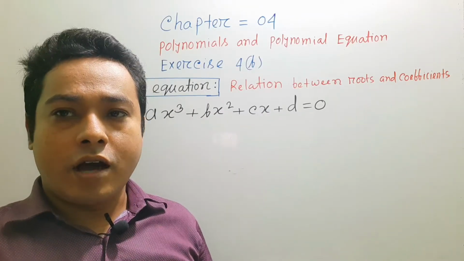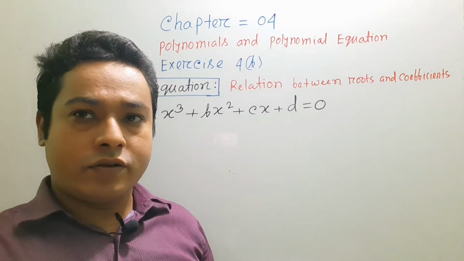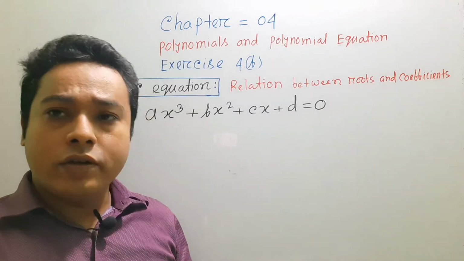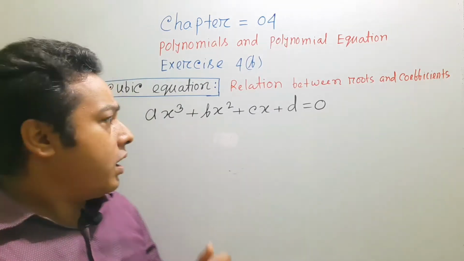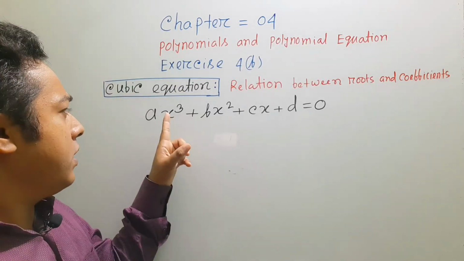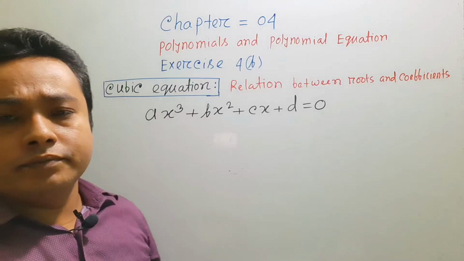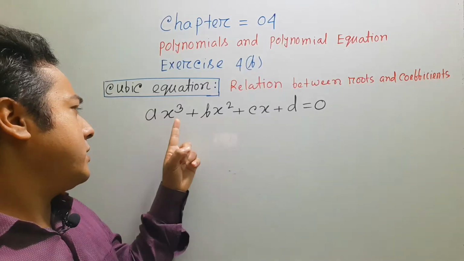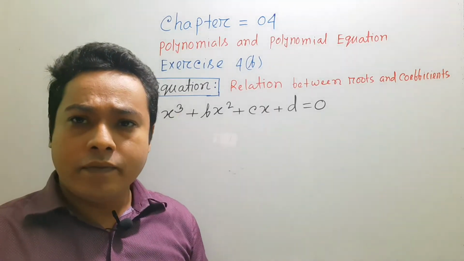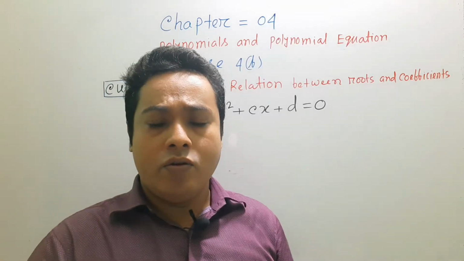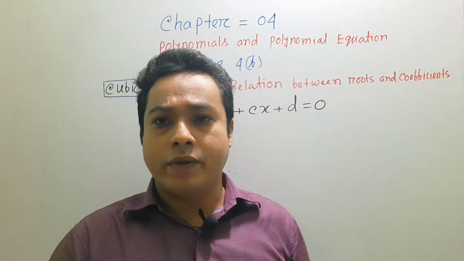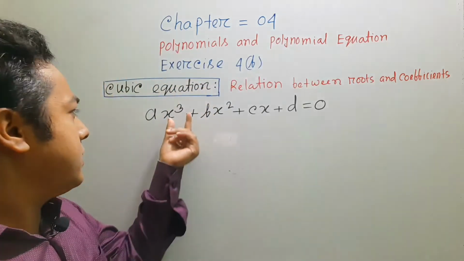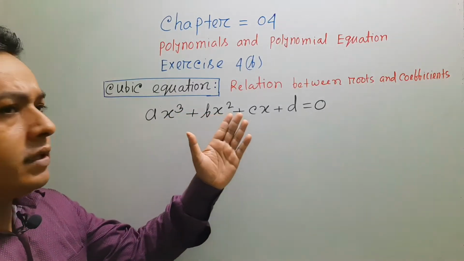Okay, dear students, now I am going to discuss cubic equation. At first, how can you identify the cubic equation? If any equation has highest degree 3, then it is called a cubic equation. Here the highest degree is 3, so this is a cubic equation. How many roots does a cubic equation have? It also depends on the highest degree of the equation. Here the highest degree is 3, so this cubic equation has 3 roots.